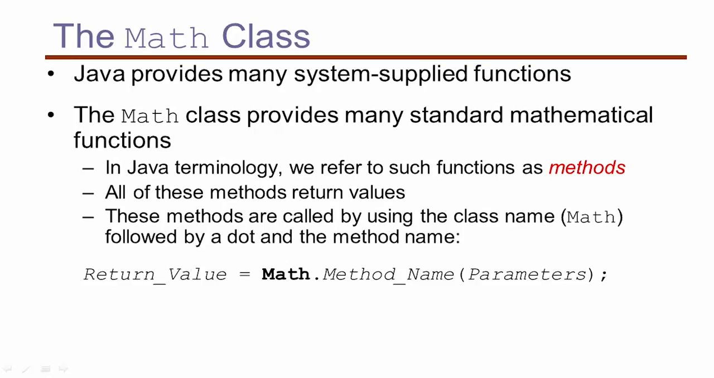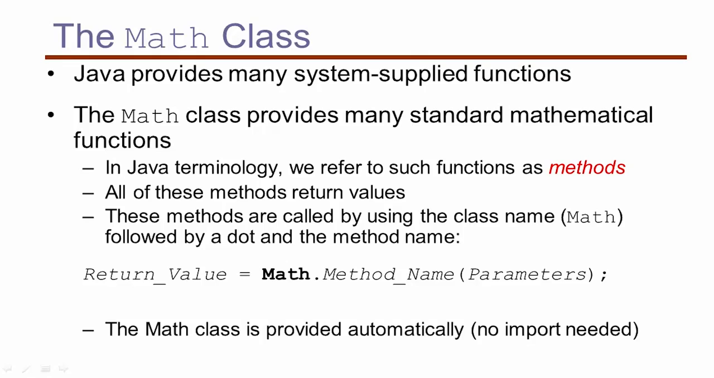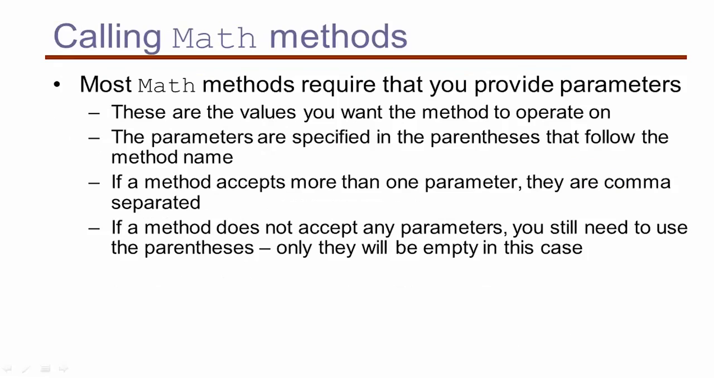The parameters that we want the method to operate on are specified in parentheses, just like in mathematics. The Math class and its methods are available to all Java programs. You do not need to do anything special in your code to indicate that you want to use them. Most of the Math methods expect you to supply parameters on which you want them to operate. Again, these go inside the parentheses that follow the method name. If there are multiple parameters, you separate them with commas. You must always have the parentheses for the list of parameters, even if the method does not take any parameters. In that case, the parentheses are empty.